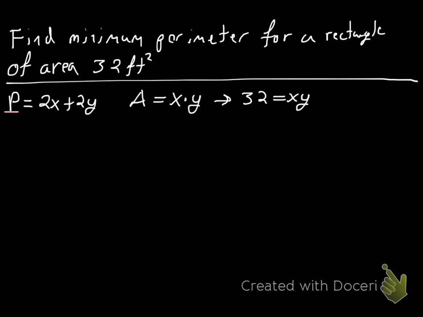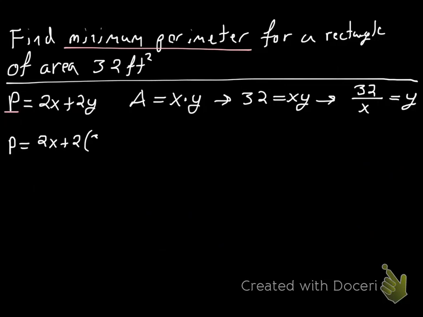And so what we want to minimize is the perimeter function. So that means our other equation, the secondary or auxiliary equation, is 32 equals xy. So we're going to solve that for one of the variables. It doesn't matter which one. It'll work out the same way. So if we solve for the y, we'll get 32 over x is equal to y. So we're going to go ahead and substitute that in. So 2x plus 2 times 32 over x, because that's what the y is. And we'll clean that up a little bit.